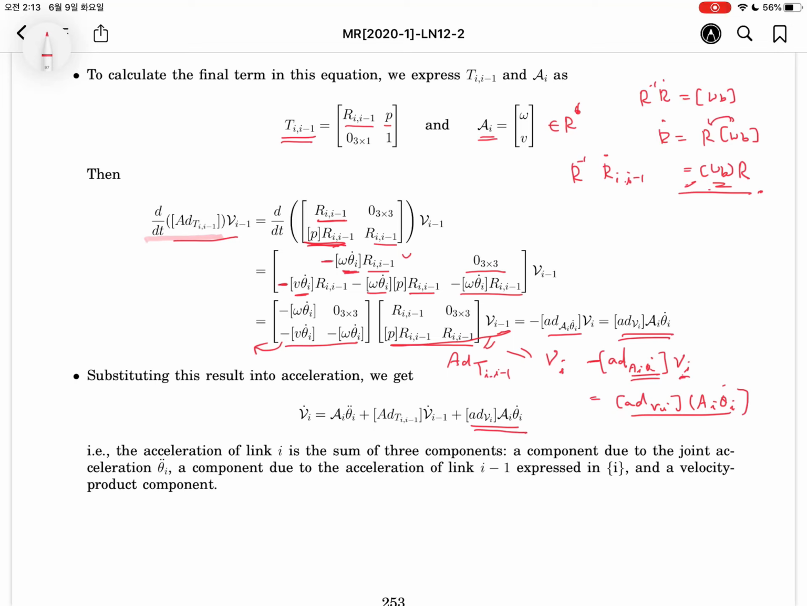So the first term is related to the joint acceleration θ_i double dot. This is the influence from the previous link acceleration. It is related to the velocity product between the twist and the rotational velocity of link i. This is the product.